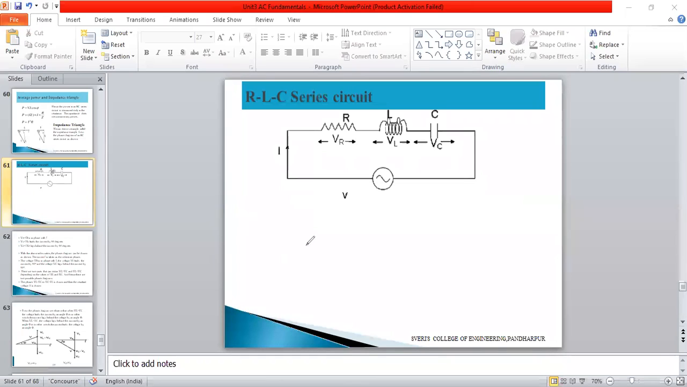Next, I will take the current as the reference. Then the voltage drop across the resistance, VR, is in phase with the current. Next is VC, the voltage drop across the capacitance, because VC is greater than VL, that is, XC is greater than XL. Does the voltage drop across the capacitance lead or lag the current? It lags the current, so we draw it downward, 90 degrees.